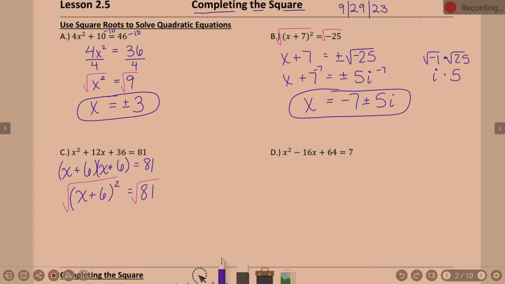Now, what is the square root of x plus 6 squared? X plus 6. What is the square root of 81? Plus or minus 9, because we're in an equation situation, yes? Okay. What do I do to solve? If it's x plus 6, we're going to subtract 6. So negative 6 plus or minus 9.